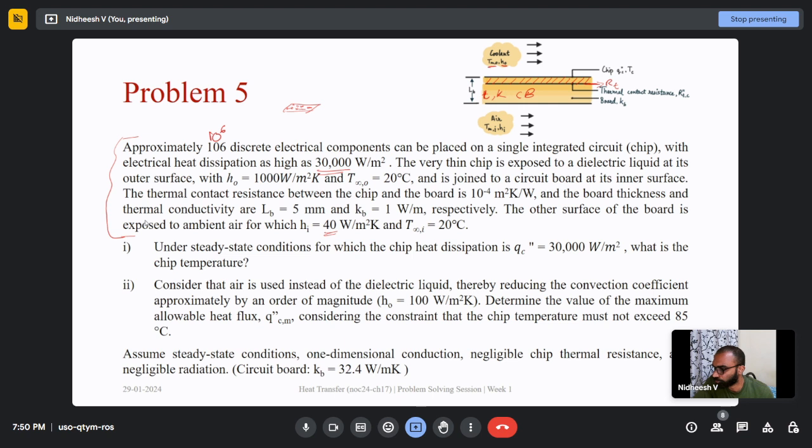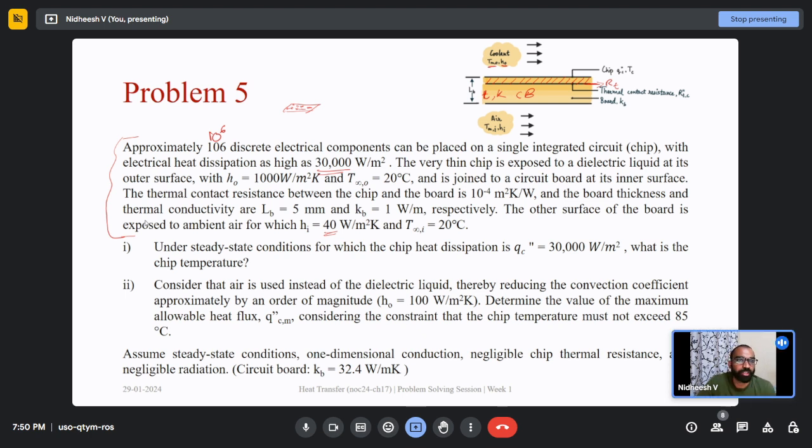Yes, sir. Sir, shall I try? Sir, now the air temperature is given. From air to board bottom surface, there is a convective resistance, and then followed by the circuit board conductive resistance, and then thermal contact resistance, and followed by convective resistance between chip and that liquid, sir.